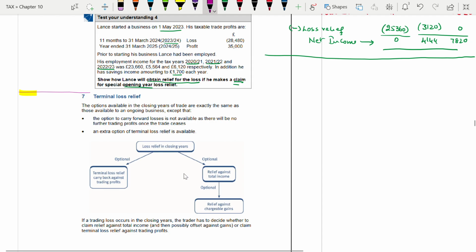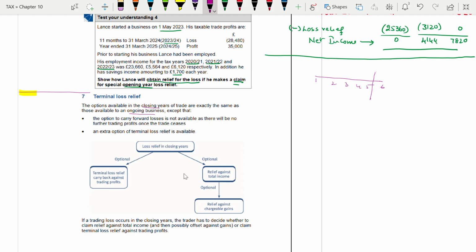If we are going to wind up the business, the closing years, the last years of trade, are exactly the same as those in an ongoing business. Assume the first year, second year, third year, fourth year, fifth year, sixth year. You are having a loss somewhere here. How do you treat that loss? This is the terminal loss.